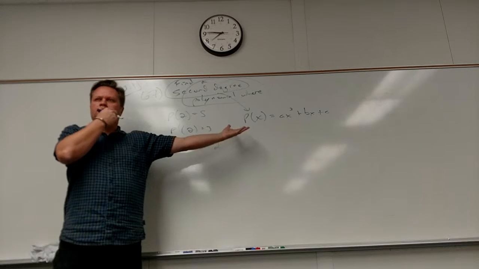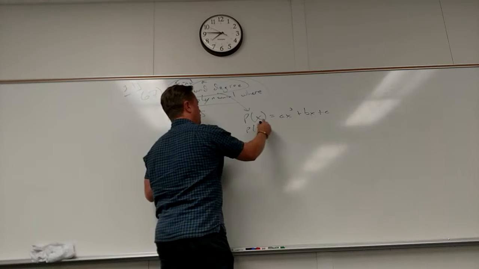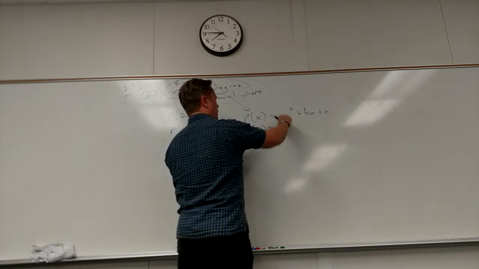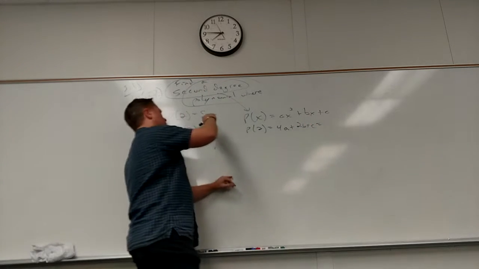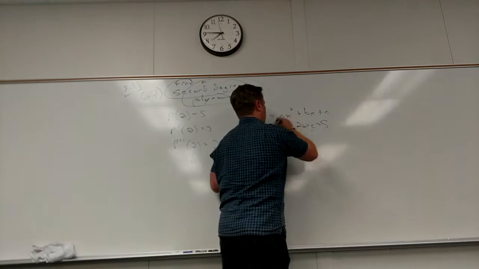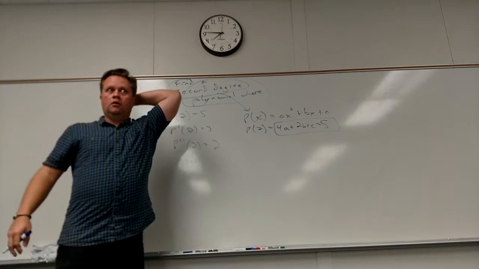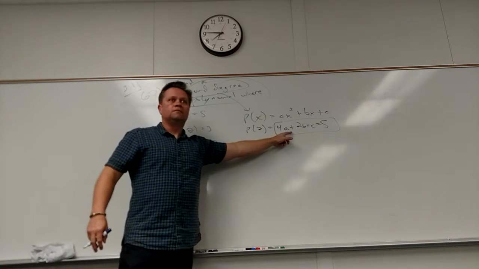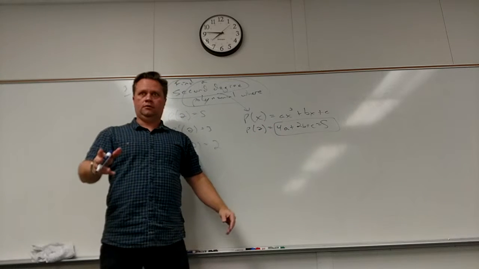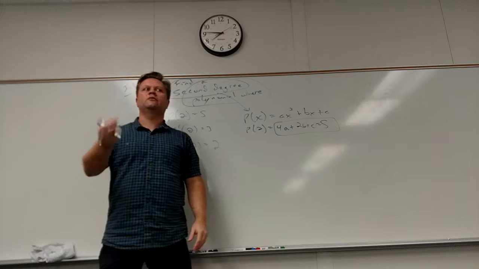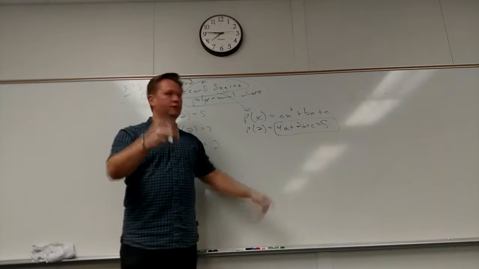So I could do one of two things. What's P of 2? Well, that's going to be 4A plus 2B plus C, and that's supposed to equal 5. Well, that's good information. How many unknowns are in there? How many variables? Count the letters. 3. So how many equations do I need total? 3. I have 1 so far.